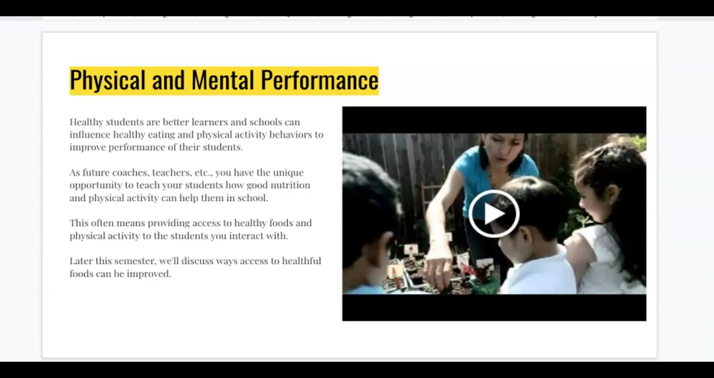So healthy students are better learners, and schools can influence healthy eating and physical activity behaviors to improve performance of their students. For you guys as future coaches and teachers, anything that you're going to do, you'll have the opportunity to teach your students how good nutrition and physical activity can help them in school and help them do better on their tests and in the classroom. So this often means providing access to healthy foods and physical activity to the students that you interact with.